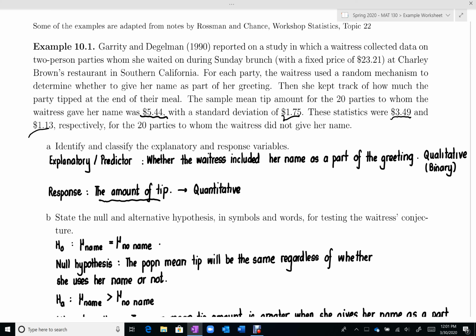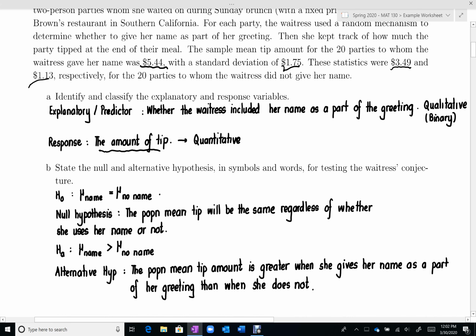So now the waitress was trying to determine whether giving her name to the customers increased her tip or not. Right, so what we would like to do is we'd like to test this hypothesis, which means we're going to need to come up with a null hypothesis and an alternative hypothesis. The null hypothesis is going to be that the population mean tip for when she gives her name is going to be the same as when she does not give her name. Or in words, the population mean tip will be the same, regardless of whether she uses her name or not at the start as a part of her greeting.